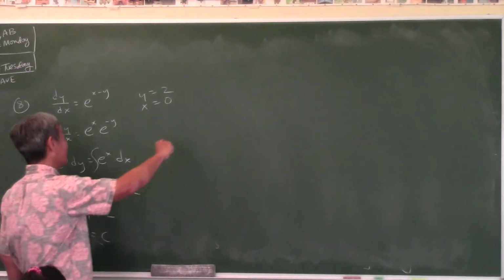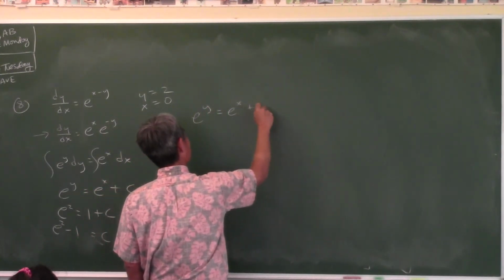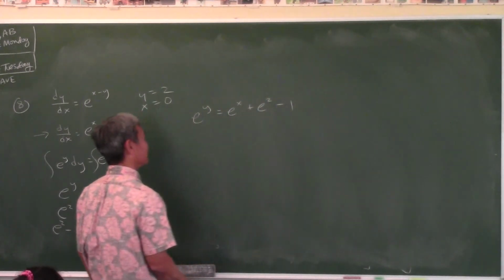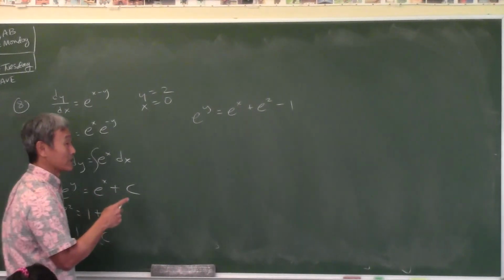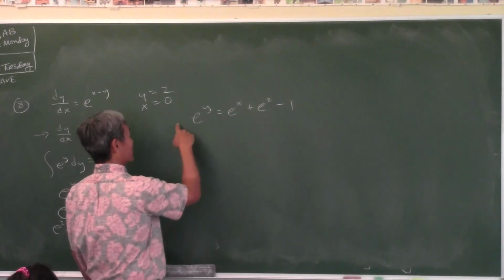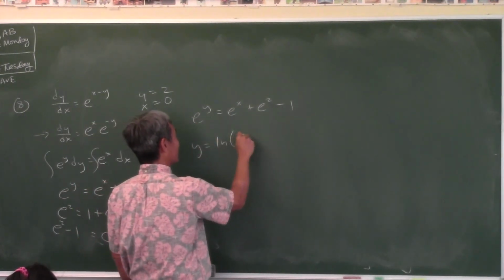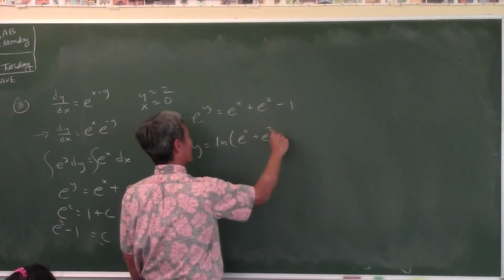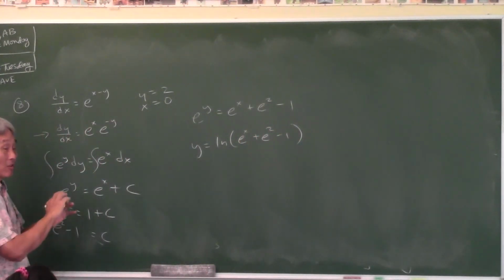So this is what I got. E to the y equals e to the x plus e squared minus 1. Now I need to solve for y. How do you get rid of an e? You natural log both sides. But remember, when you natural log, you have to natural log the whole side. So natural log of e to the y is y, right? Natural log of e to the x plus e squared minus 1. You have to natural log the whole side.